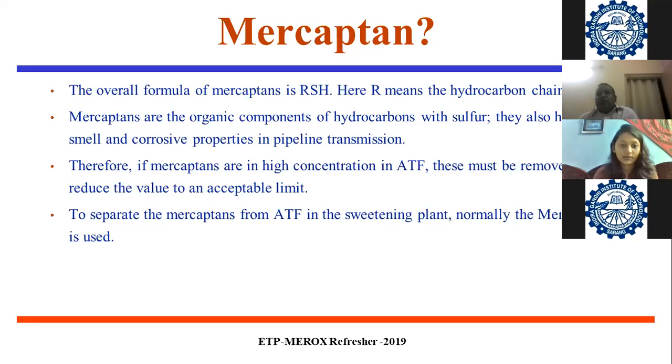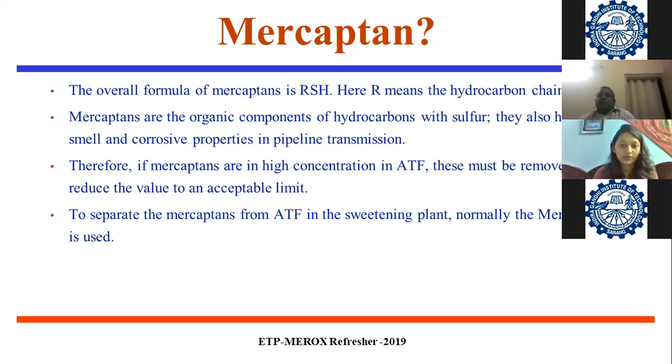Suppose the intake raw material shows 300 ppm, but 300 ppm is not our acceptable limit. As per the government guidelines, the acceptable limit is less than 15 ppm. So we have to convert it into disulfide, which is less objectionable, and the ppm value gives us an acceptable range, that is, less than or equal to 15 ppm.